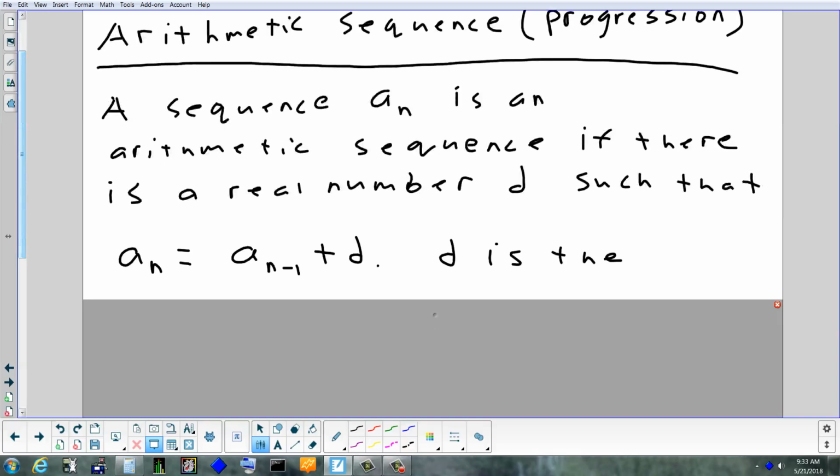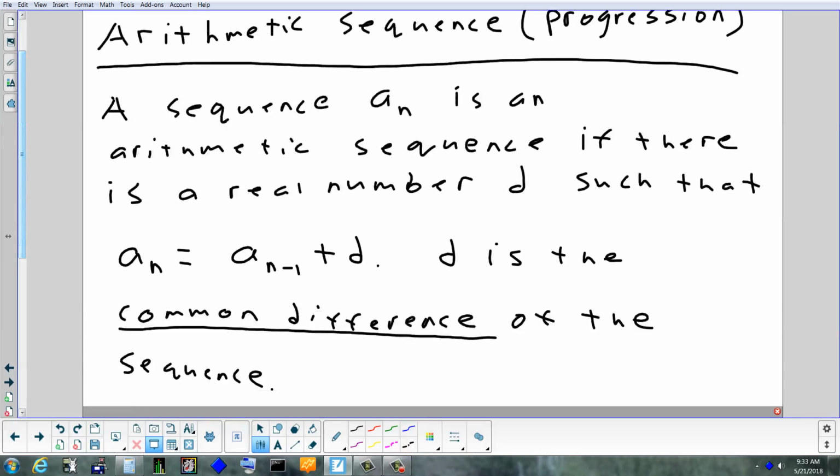And the reason we call it d is because d is the common difference of the sequence. Now, at first, that can be a little confusing because it's saying right here, well, you're adding d each time. So if you're adding something, why do they call it a difference? And I'll show you that in a second. Remember, adding and subtracting is basically the same thing, right? So subtracting is just adding negatives.